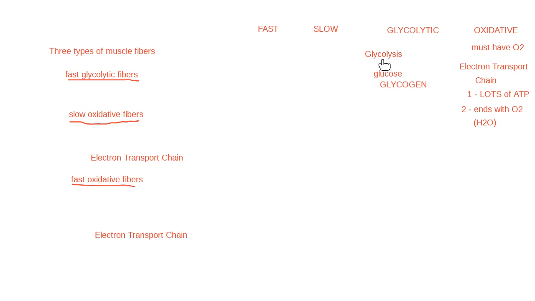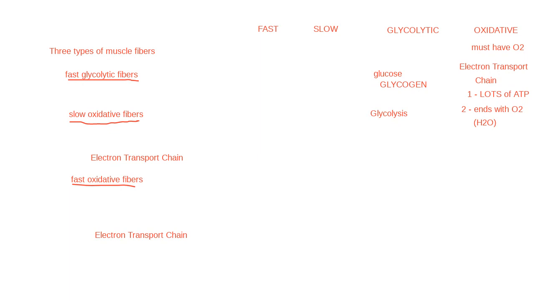So glycolysis is the process that I use to break down glucose, or, if you want to remember it as glycogen, because that's closer, right? I break down these sugar molecules to generate ATP. Now, here are some things to know about glycolysis.